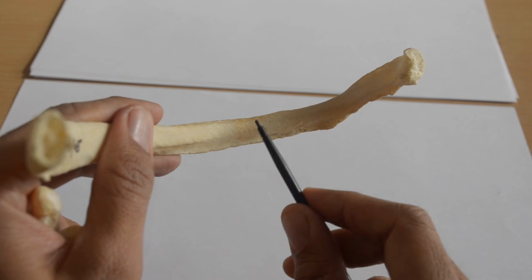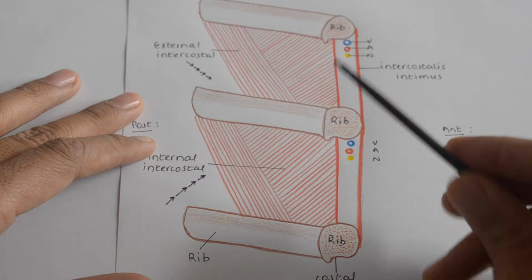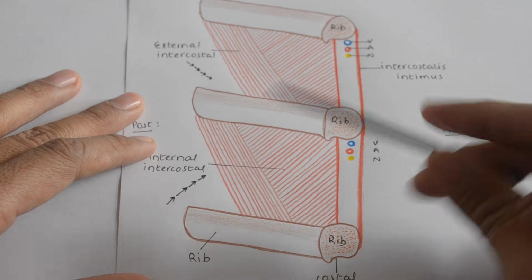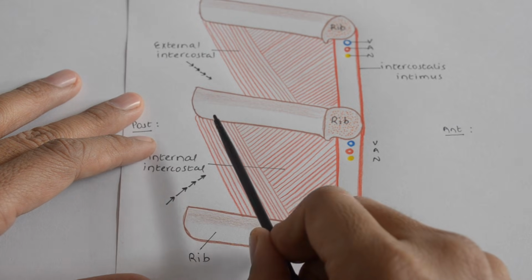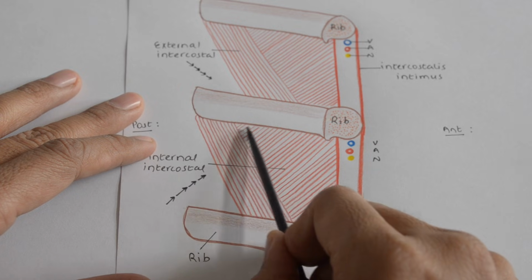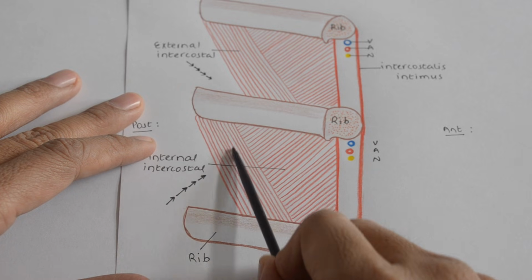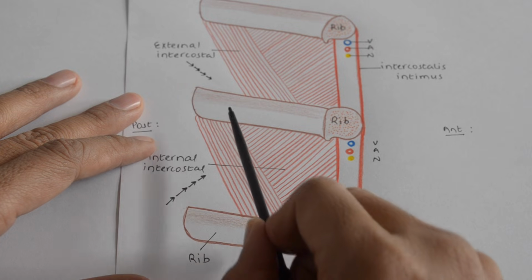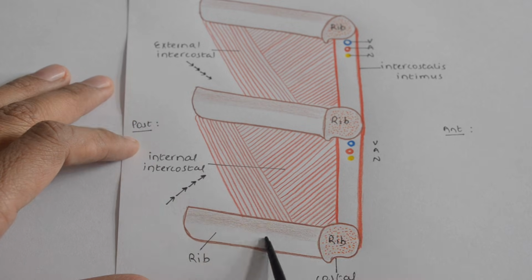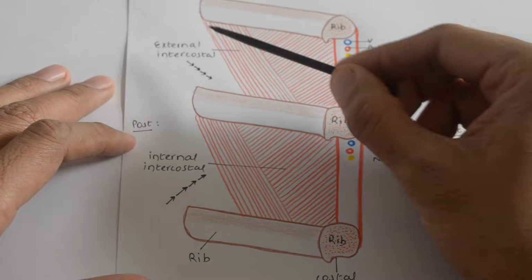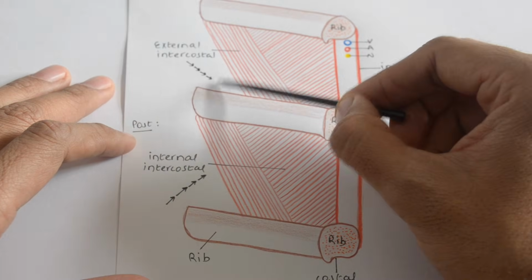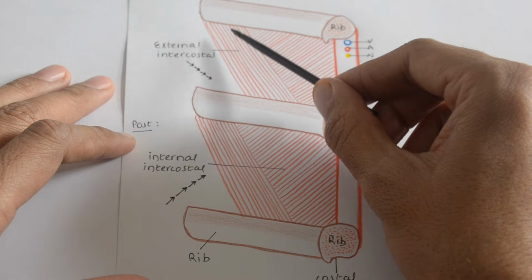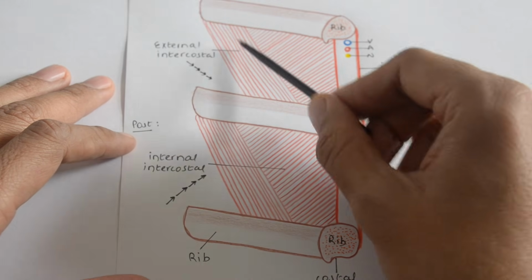Let's just see a similar thing in a diagram. Here you can see these are the ribs and the intercostal spaces in between. As we have discussed, the lower border will provide attachment to the external intercostal, and that will go down to attach to the outer lip of the upper border. So here is the external intercostal muscle, and the direction of the muscle is downward, forward and medially like this. Whether it is anterior or posterior, the muscles are directed downward, forward and medially.